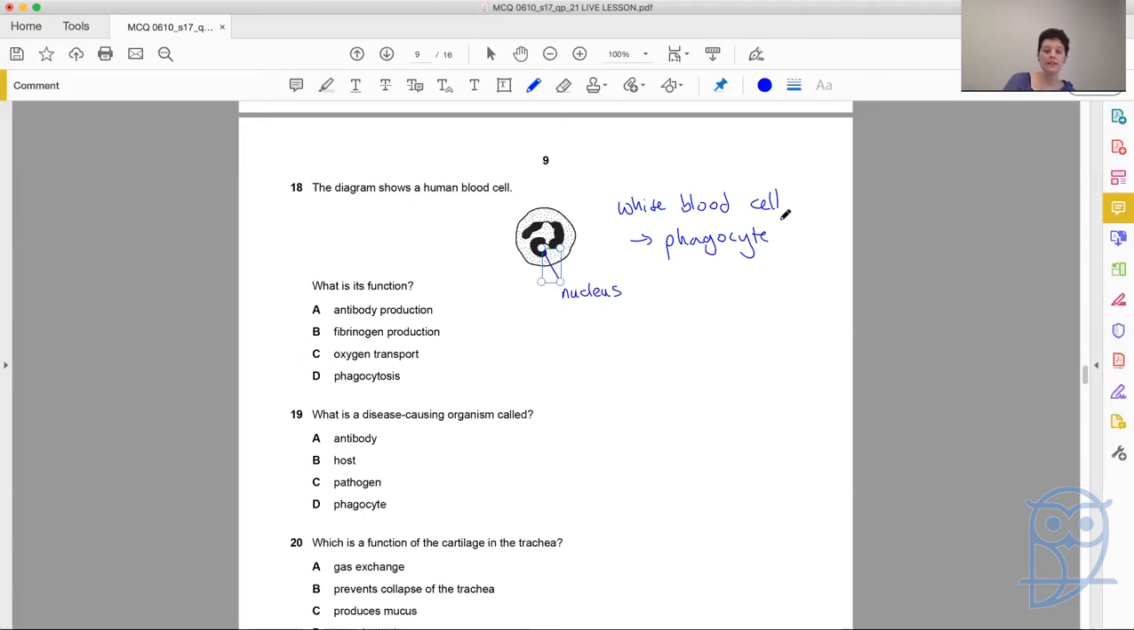So if we look at these, oxygen transport and fibrinogen production, we can take those straight out. Those are not even white blood cell functions. So antibodies or phagocytosis, what does a phagocyte do? It does phagocytosis. So 18 is most definitely D.